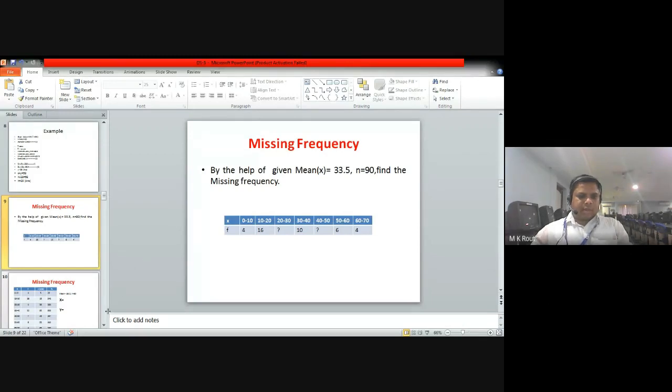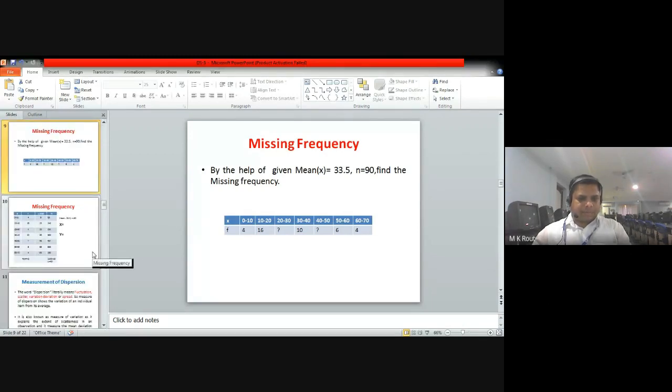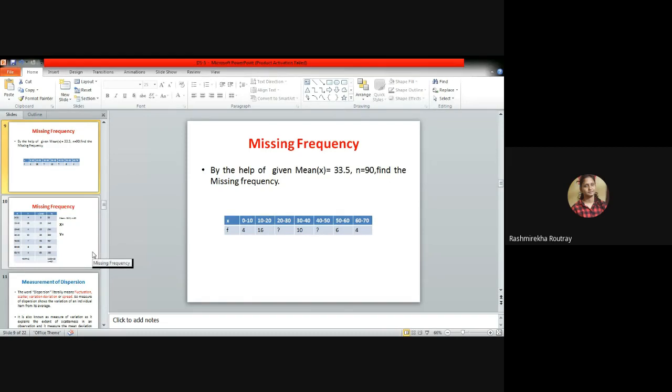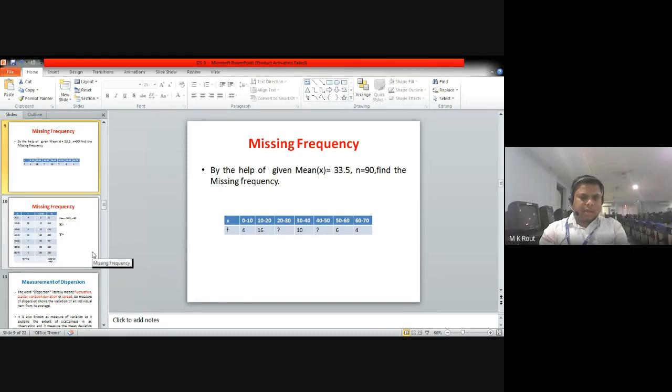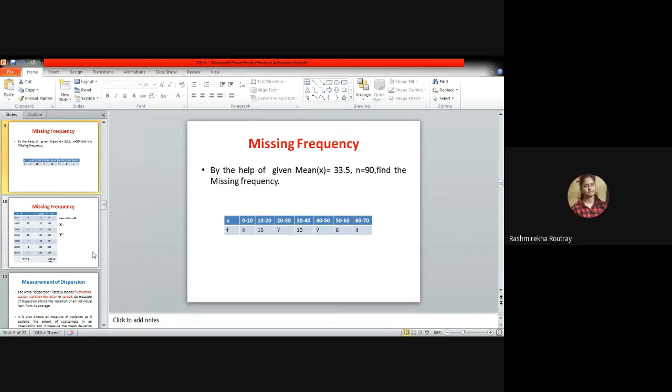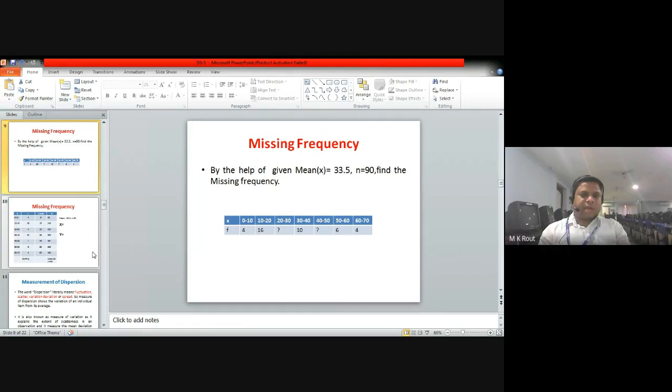What is the value of summation of frequency in this particular problem? 40 plus x plus y. Correct. 40 plus x plus y is the sum of frequency. But in the question, the sum of observations is given, it is summation of f. That means in the first equation, 40 plus x plus y equals 90. If you simplify this, x plus y equals how much? 90 minus 40.